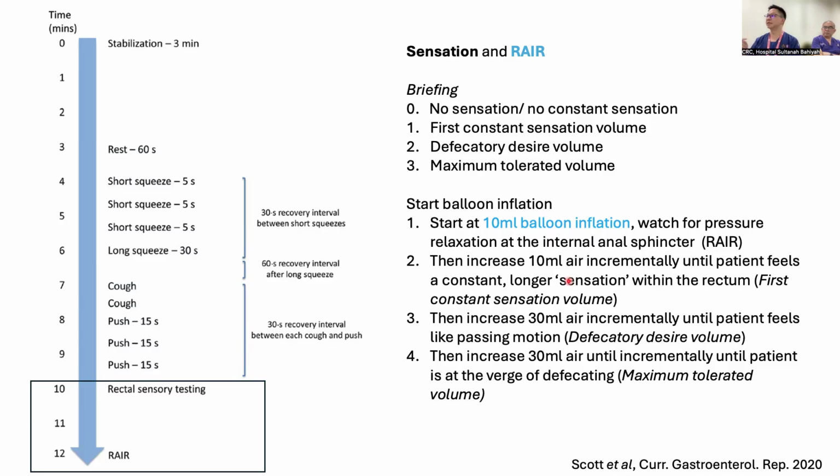And what we call this is the defecatory desire volume, DDV. Not happy enough, we continue pushing in 30 mils until they tell us, I cannot, I need to go to the toilet, I'm uncomfortable, I'm in pain, I need to go. And that is called maximum tolerated volume.